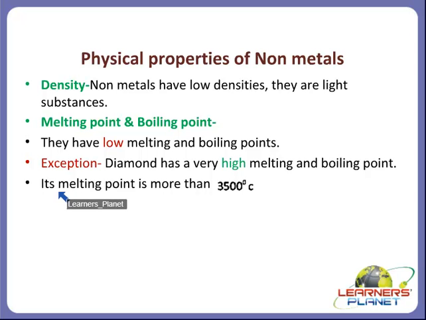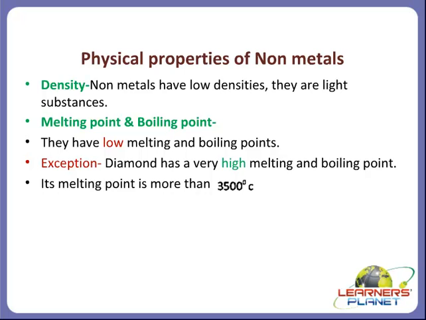Now in this case, what is the exception here? Diamond has a very high melting and boiling point. Its melting point is more than 3500 degrees centigrade. Right? What were the exceptions in metals? We discussed that metals have very high melting points, but there are some exceptions like cesium and gallium. They start melting in the hand. Their melting points are 28 and 32 degrees. So there are exceptions everywhere.